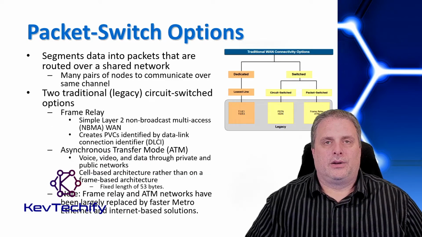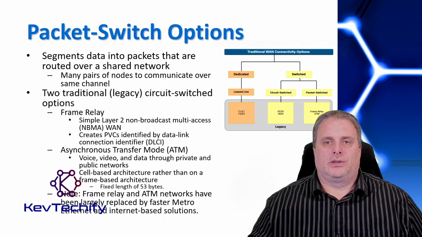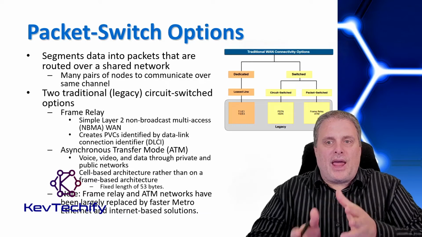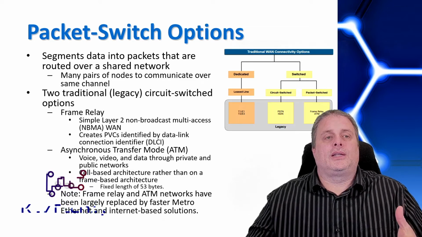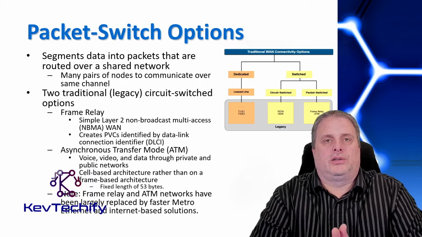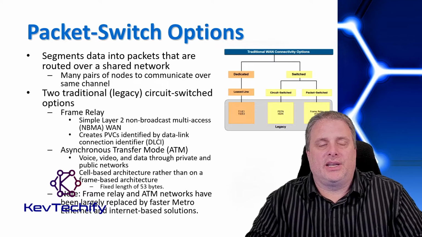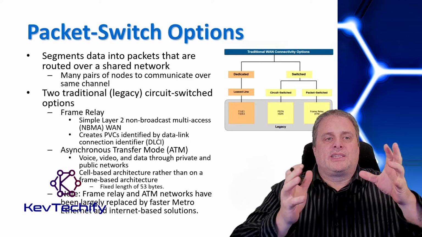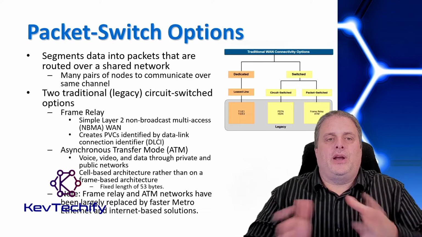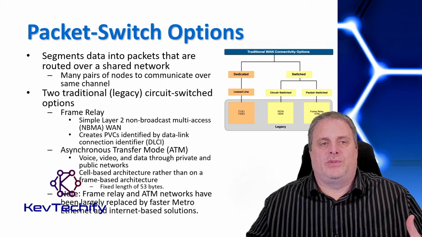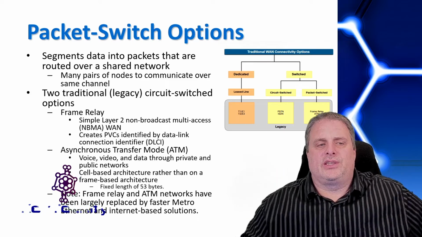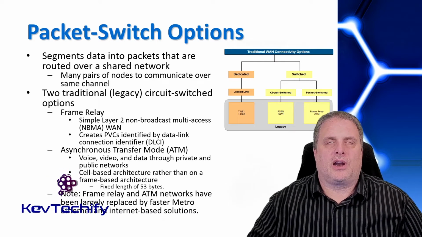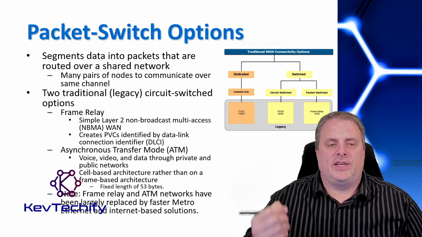And for our packet switched options, once again, that's each packet could take a different path through the network. We were looking at some other technologies besides the PSTN and the ISDN. These used many pairs of nodes to communicate over the same channel. They allowed you to get through there. And two of the traditional legacy packet switched options are frame relay and ATM, asynchronous transfer mode.